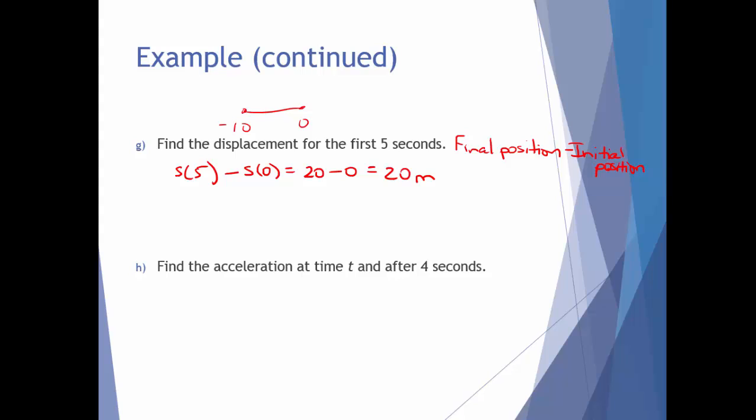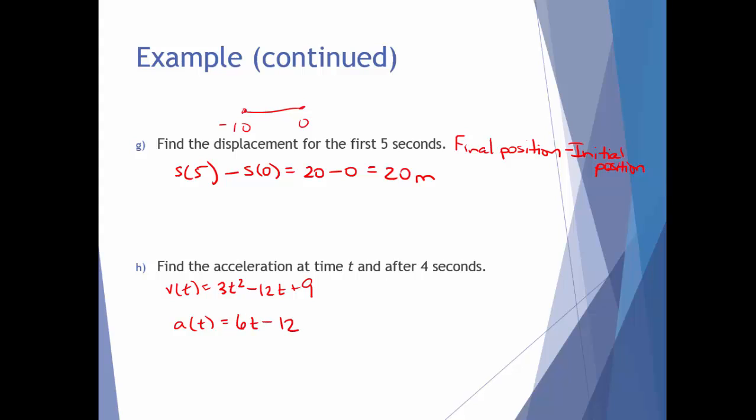The next question we're going to look at is find the acceleration at time t and after 4 seconds. And as we mentioned, acceleration is just the derivative of the velocity. So if you recall, our velocity function was 3t squared minus 12t plus 9. So our acceleration will be given by its derivative. So that's going to be 6t minus 12.